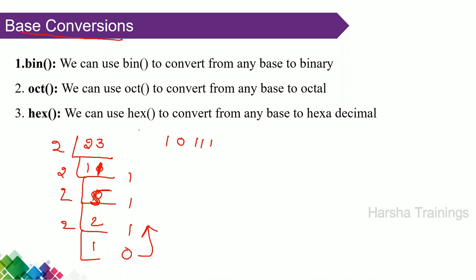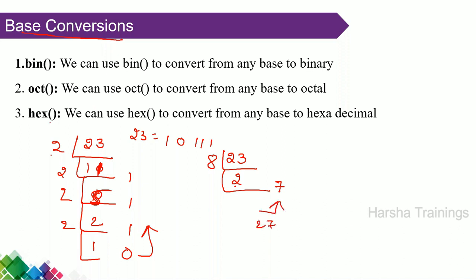10111. This is the binary representation for 23. Simple thing. If I am given any decimal number and you want to convert it into binary, divide with 2. Suppose you want to convert into octal, divide with 8. 8 twos are 16. The remainder is 7. So it is not possible to divide further. So simply the answer is 27.